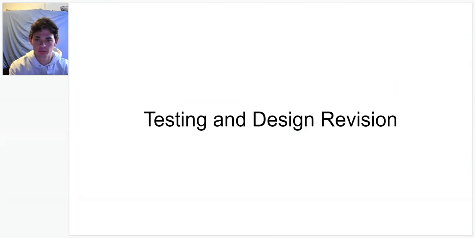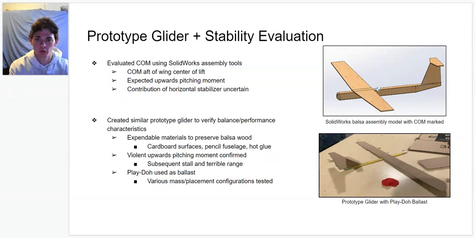Testing and design revision. Prototype glider and stability evaluation. The glider center of mass was evaluated using SolidWorks and found to be aft of the wing. Therefore, I anticipated an upwards pitching moment and longitudinal instability. To verify the glider's characteristics, I built a prototype out of cardboard and a pencil. The prototype confirmed the expected violent upwards pitching moment as it immediately stalled and achieved terrible range.